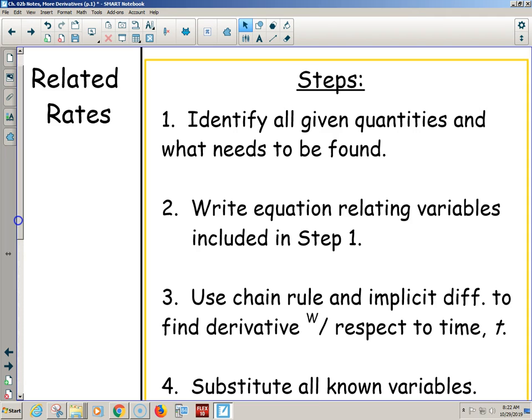Rate. Mm-hmm. Now, wait. What if they're being really tricky? They might not say the word rate. Instead, they might say something like increasing this fast, decreasing this fast. But what are they still talking about? Rate. Or instead of increasing, decreasing, it could say changing at. Changing, still rate. Does that make sense? Okay. So even if the word rate is not used, usually it is.